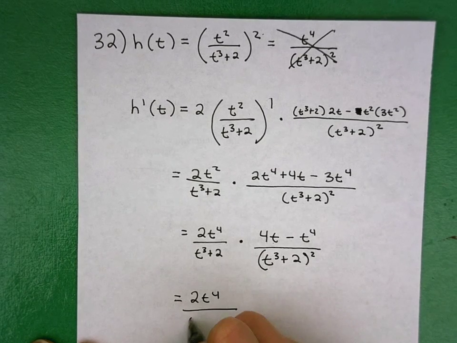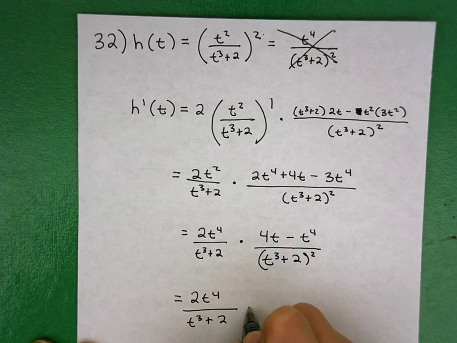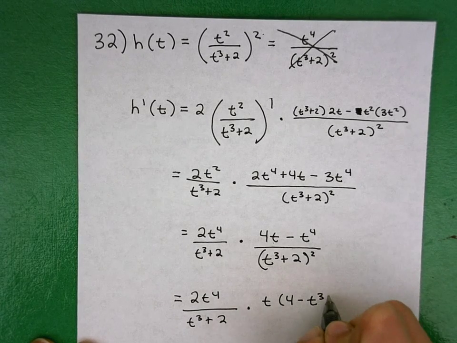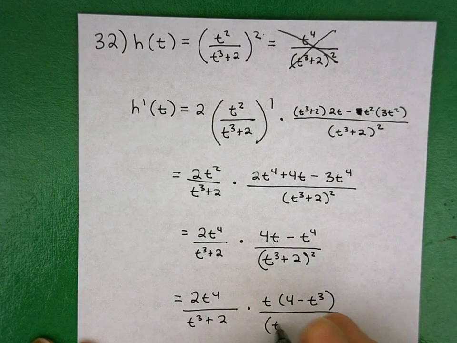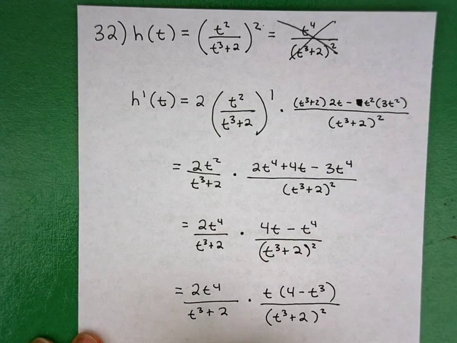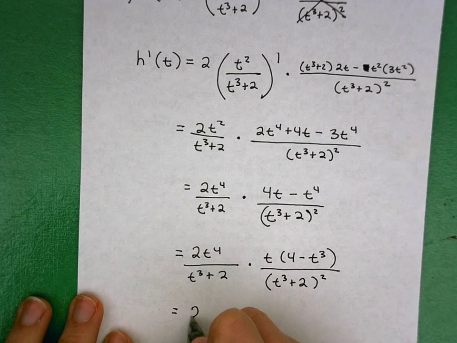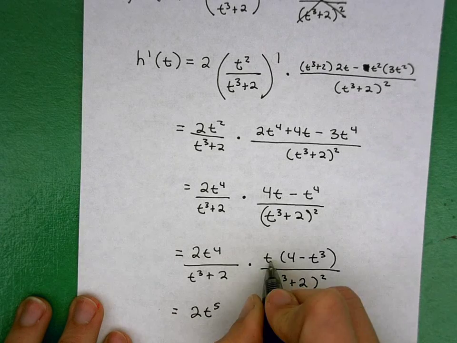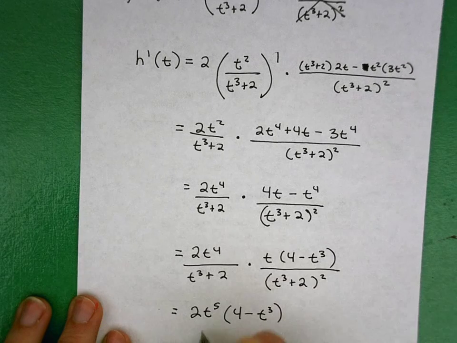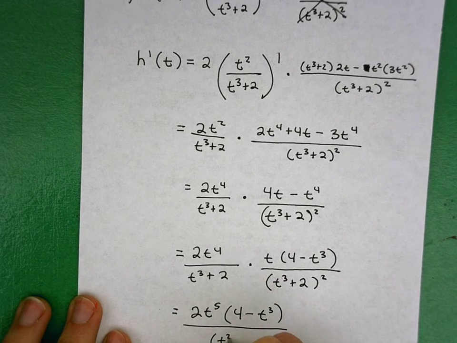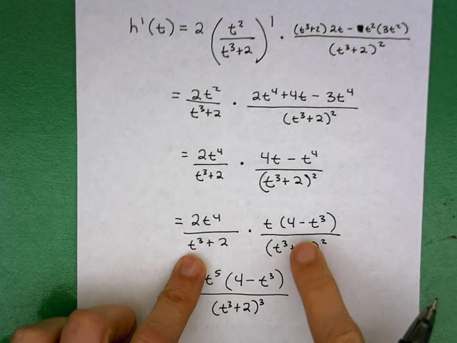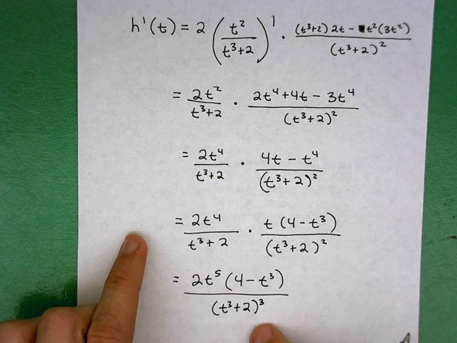So again, this first term is just going to get rewritten. I have a t, 4 minus t cubed. And now that that's done, I'm pretty happy with this. This looks factored, and so I'm going to go ahead and combine my two terms now. I have 2t to the 5th, because t to the 4th times t is t to the 5th, 4 minus t cubed, all over t cubed plus 2 quantity cubed. Because I have 2 here, and 1 here, which will make the 3.